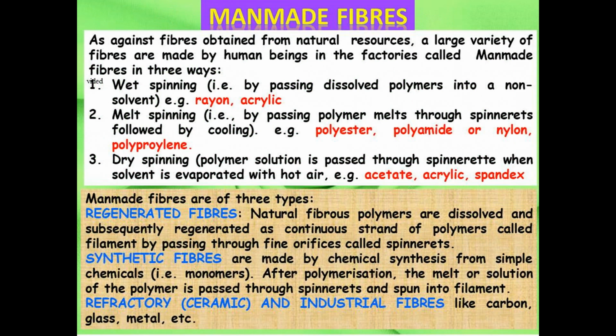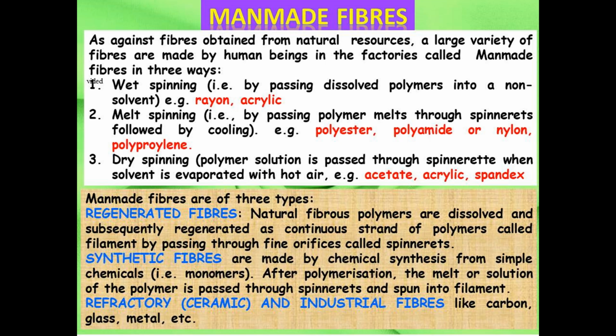Man-made fibers. As against fibers obtained from natural resources, a large variety of fibers are made by human beings in factories, called man-made fibers, in three ways. Number one, wet spinning, by passing dissolved polymer into a non-solvent, for example rayon and acrylic. Melt spinning, by passing polymer melts through a spinneret followed by cooling, for example polyester, polyamide, nylon and polypropylene. And third type, dry spinning: polymer solution is passed through a spinneret when solvent is evaporated with hot air, for example acetate, acrylic, spandex.